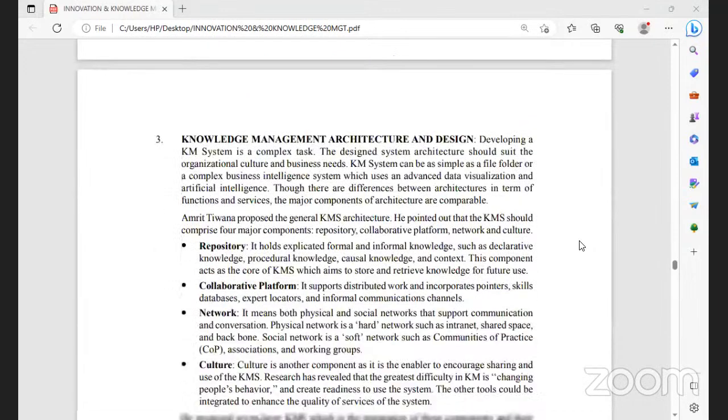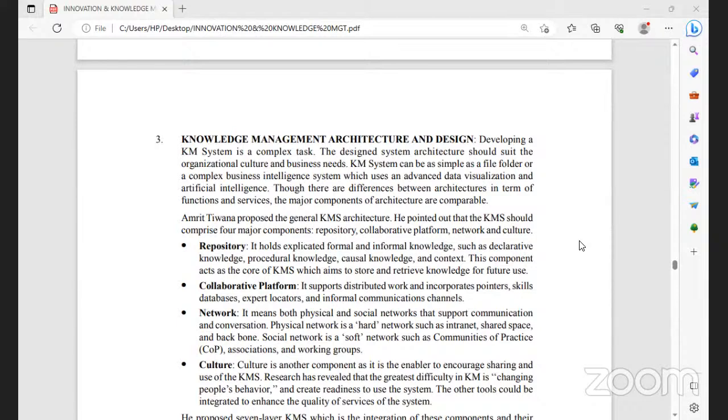Next, third one is knowledge management architecture and design. Very important. Developing a knowledge management system is a complex task. It is not a simple task. It is a very complex task. The designed system architecture should suit the organizational culture and business needs. What is the need of the client and what business need the client is having in the business environment, that we have to take care of in building the architecture.